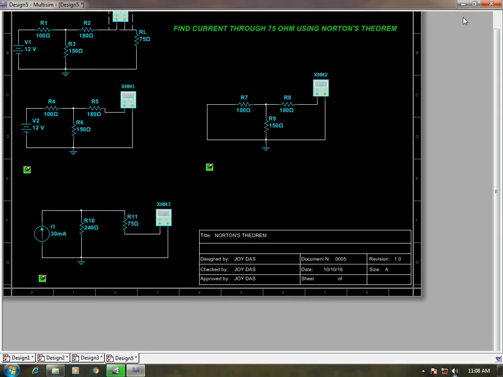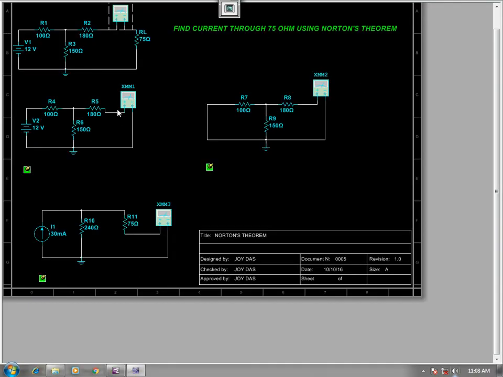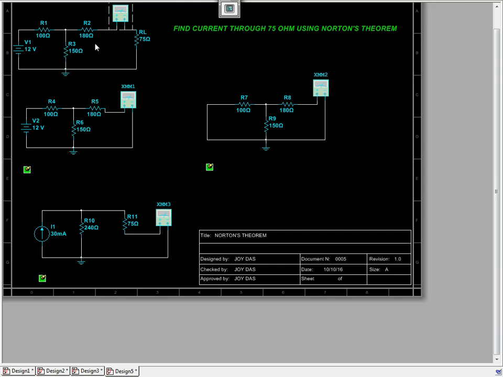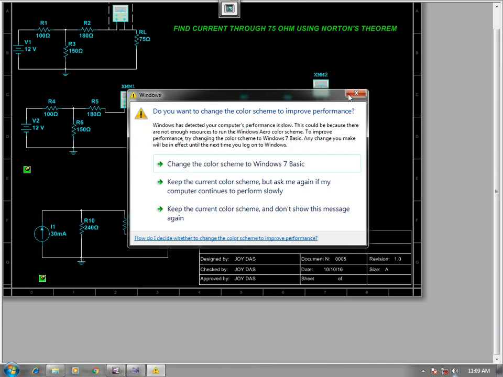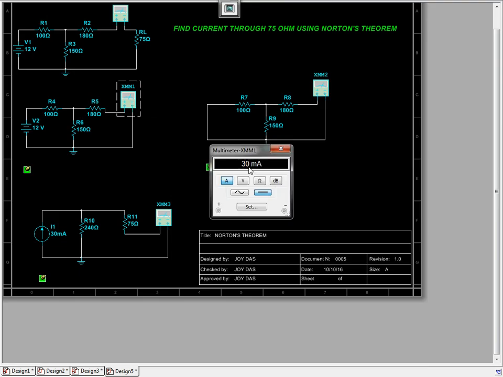Now what is the difference between Thevenin's theorem and Norton's theorem? The basic difference is that in Thevenin's theorem we would have opened the load path, removed the 75 ohm resistance, and measured the open circuit voltage. But instead of opening this path and measuring the open circuit voltage, we will short this path and measure the short circuit current, that is 30 milliampere here. It is in the current mode, not in the voltage mode.